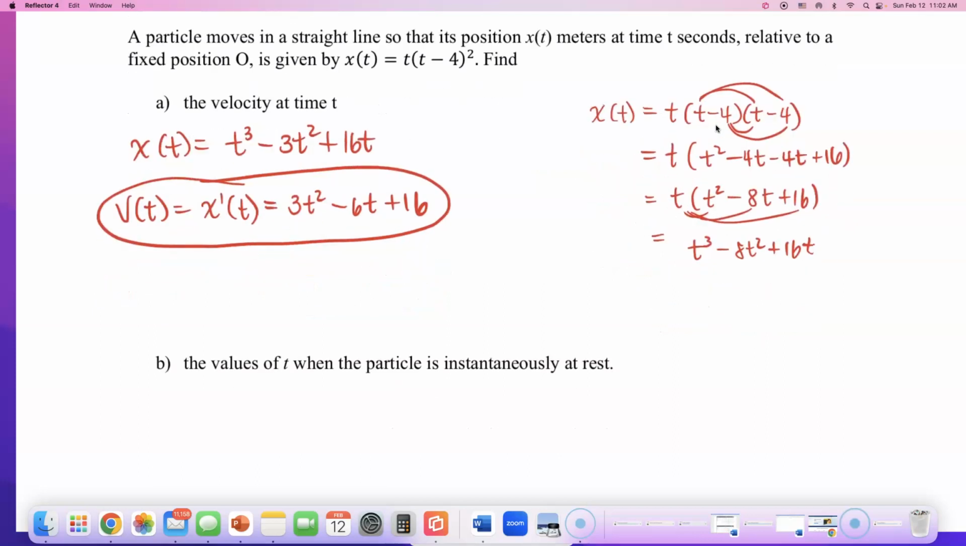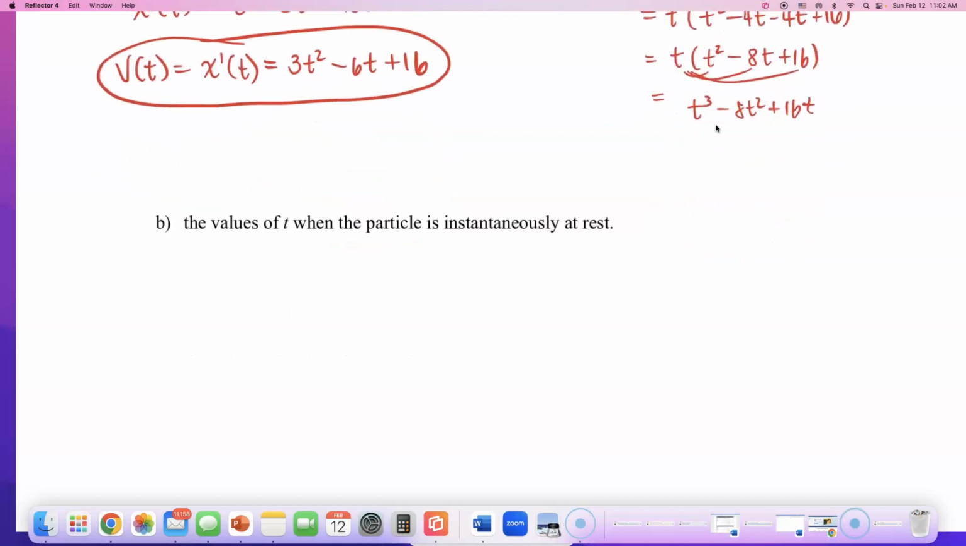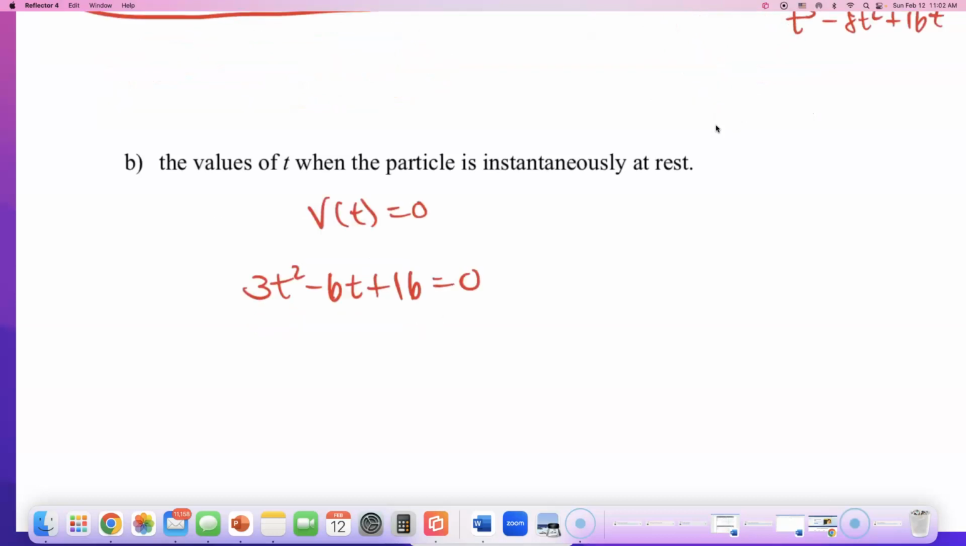Now, the value of t when the particle is instantaneously at rest. So they're asking for when the rate of change of this particle is 0, okay? At rest, it's not moving, the speed is 0. So what you will do is set this velocity function equal to 0. So let's do that. We say v of t equals 0. And v of t, we found above, is 3t squared minus 6t plus 16. We're trying to see if that's equal to 0.